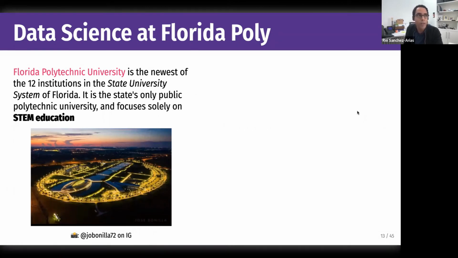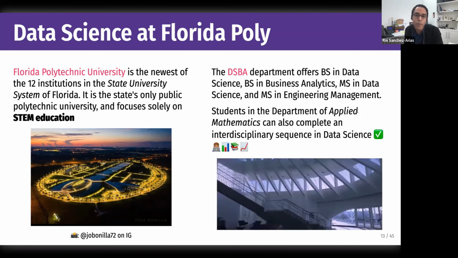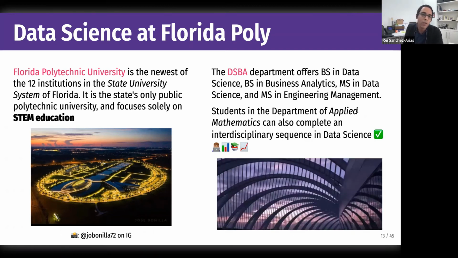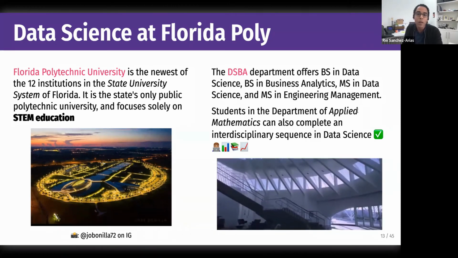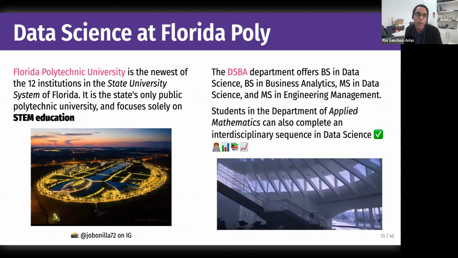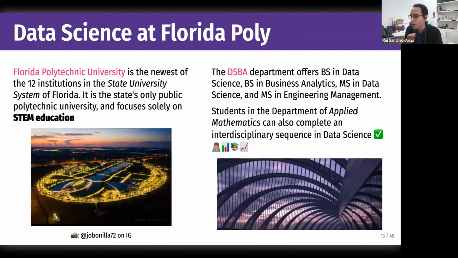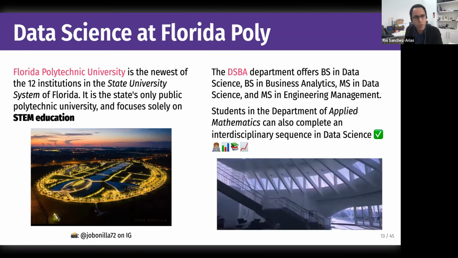We do have an applied math major that is starting to get more and more attention. There are several engineering degrees, computer science, and we have the data science and business analytics degrees as well. Within my department, particularly, I teach folks that are pursuing a data science degree, a business analytics degree, or graduate programs in data science or engineering management. And since last year, many of the applied math majors are completing what they call an interdisciplinary sequence, in which they combine different data science courses. Their favorites are time series analysis or data mining and statistical learning. Those are the most popular classes among math majors.